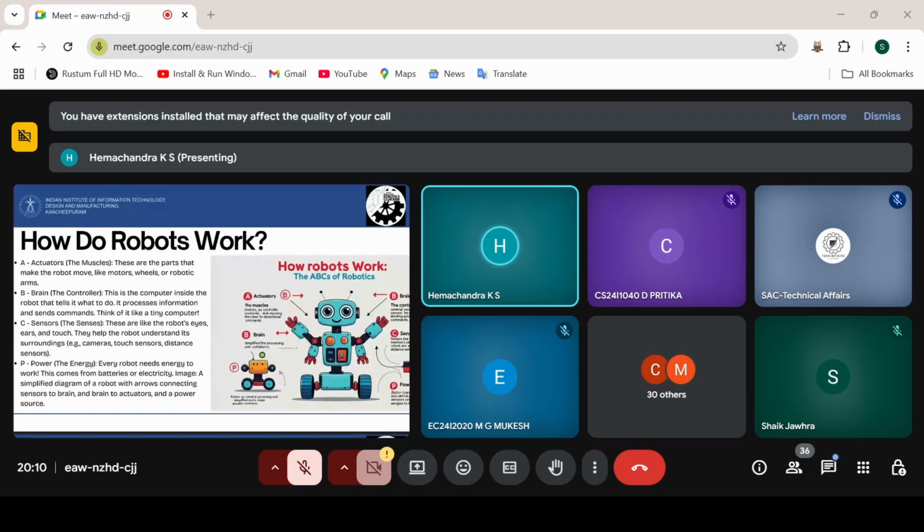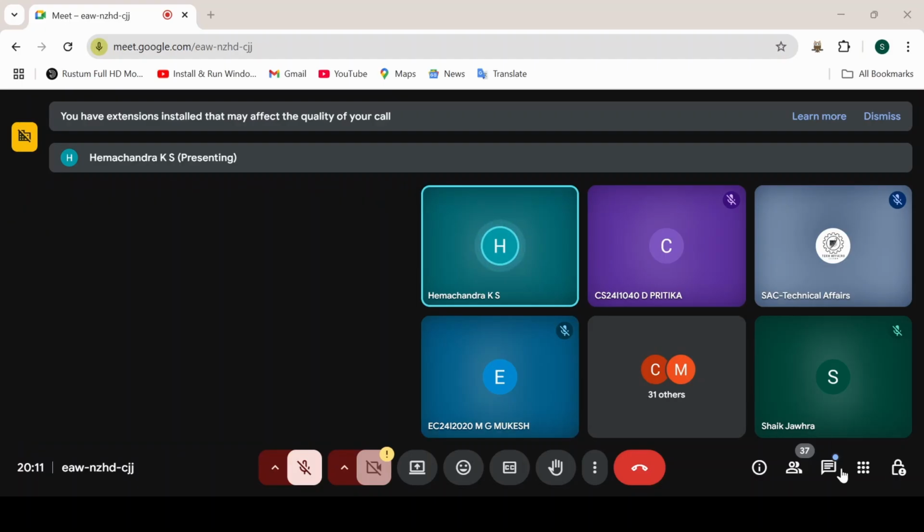Actually, there are four broad categories if you split the robot's parts: actuators, controllers, sensors, and power supply. The actuator mainly consists of the parts which cause the movement of the robot, like motors, wheels, and the subparts inside them. Everything will come under actuators. The controller is the microprocessor inside the robot, which processes the signals and gives them a response on what to do. And the sensor parts will be, as given in the slides, the robot's eyes, ears, and those things.